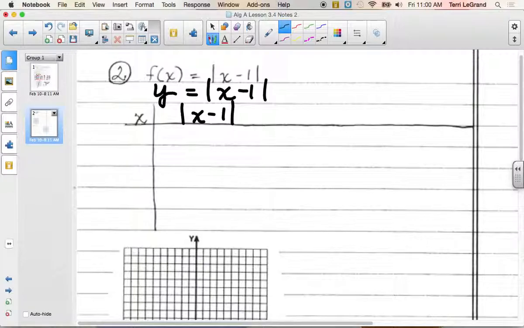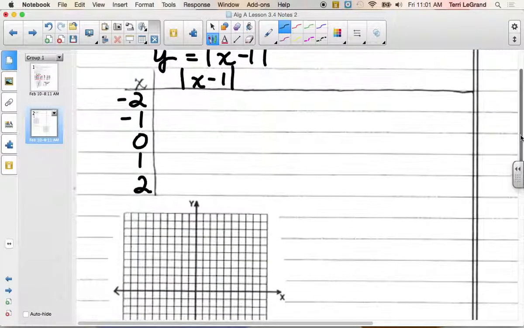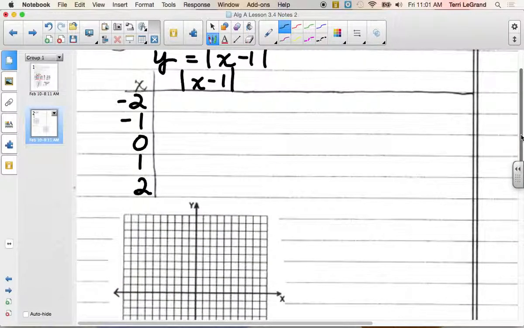And we're going to go with the same x values we chose last time. Okay, so let's put those in our table. We're going to go with the same 5 that we did last time, because I know that will give us a good graph for this one. And now we'll do our substitution step. Absolute value of -2 take away 1, also known as add the opposite, -2 plus -1, right?